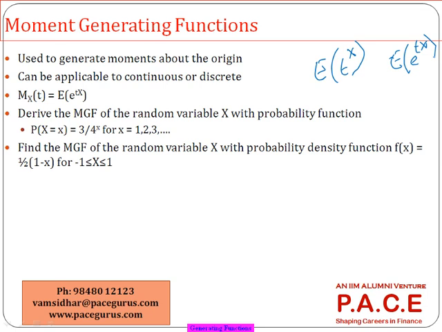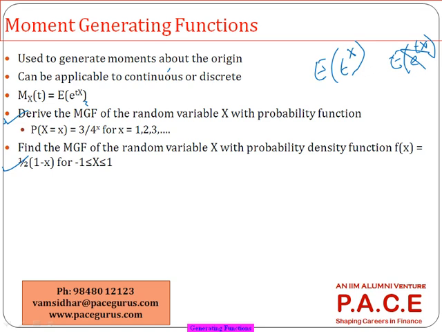And the advantage here is this can be applicable both to a discrete as well as to a continuous distribution. Whereas the PGF is more applicable only to the discrete case, the MGF is applicable to both discrete as well as continuous. So how do I look at the MGF? Let me take one discrete example and one continuous example to look at finding out the MGF.